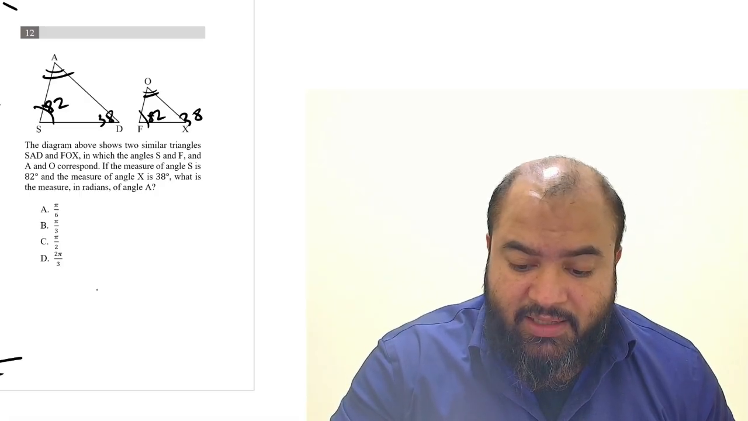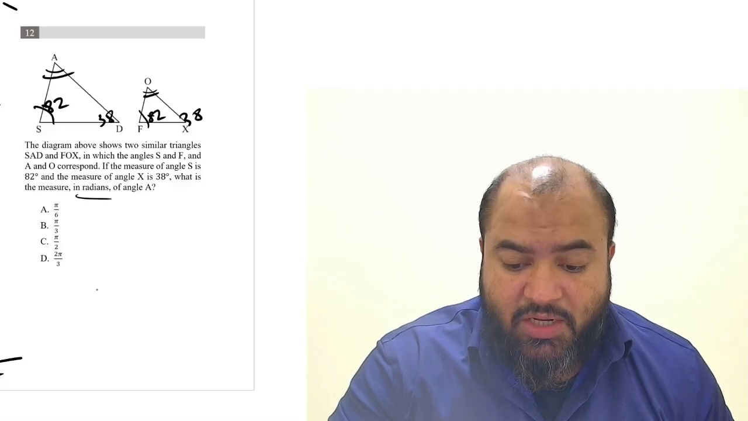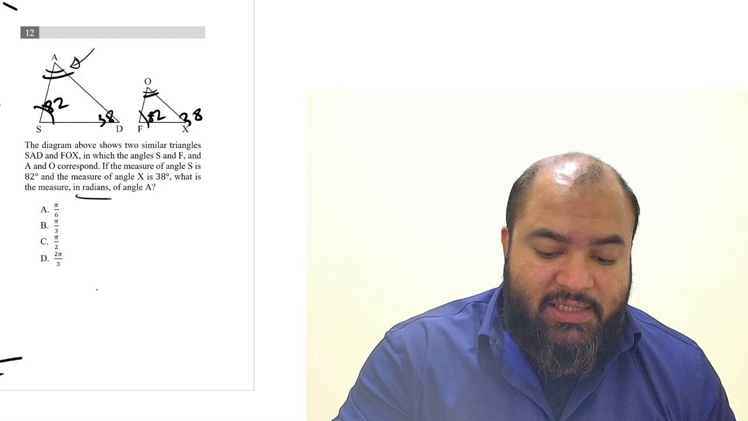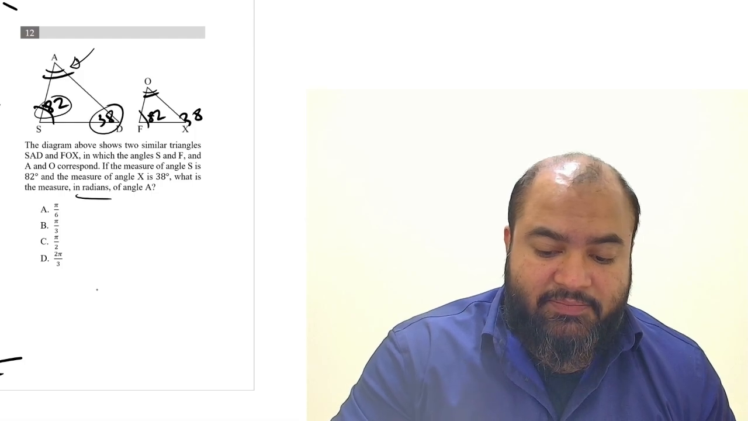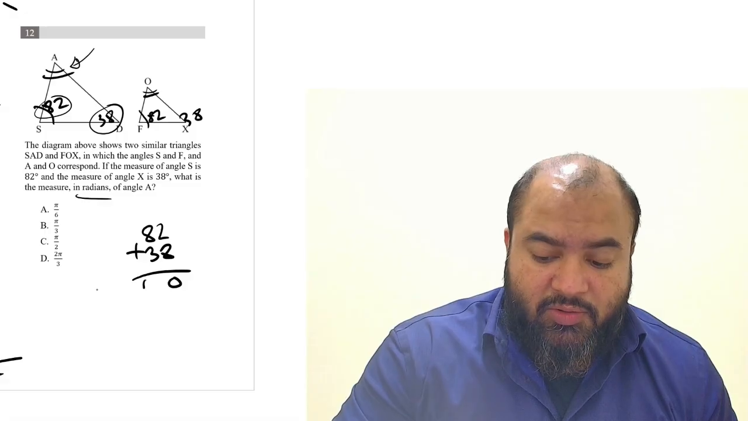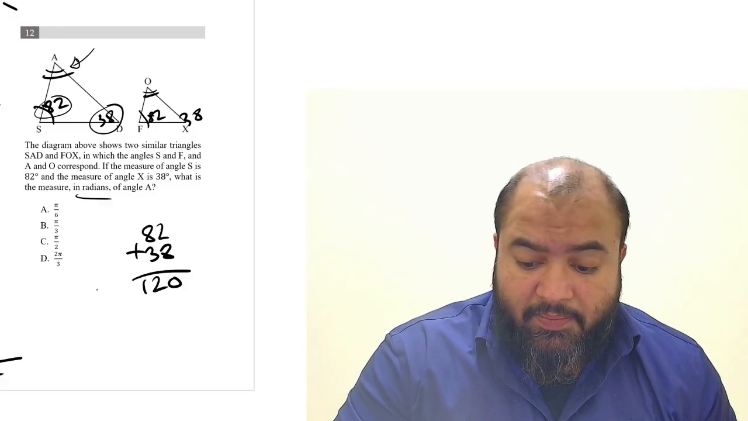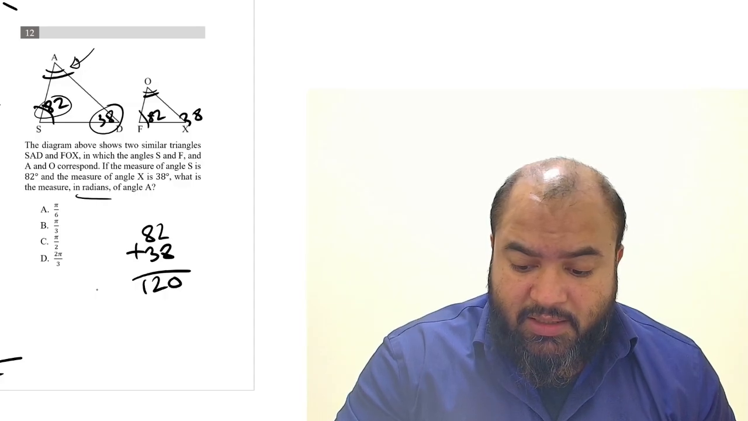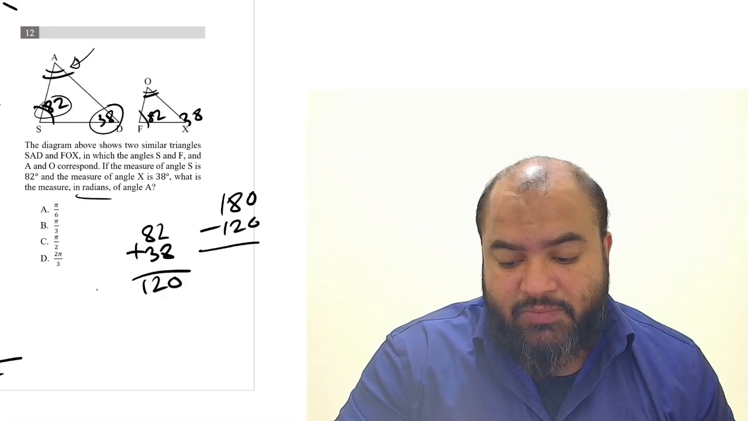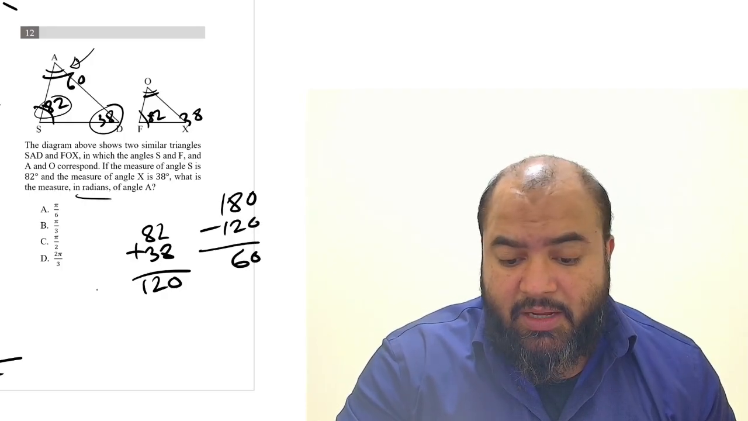What is the measure of angle A in radians? Okay, let's find it in degrees first. So first of all, the 3 angles of a triangle add up to 180. If you want to find this, you add 82 and 38. So that's 120. You subtract it from 180, so you get 60. So that will be 60 for angle A.